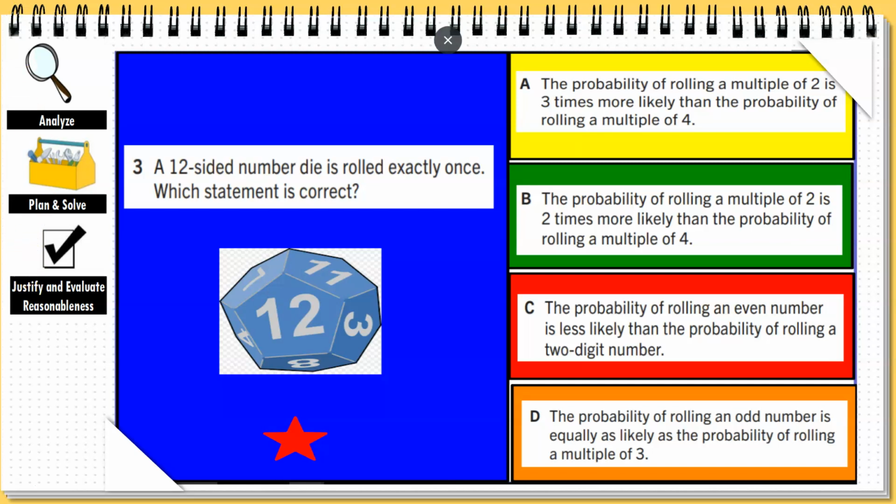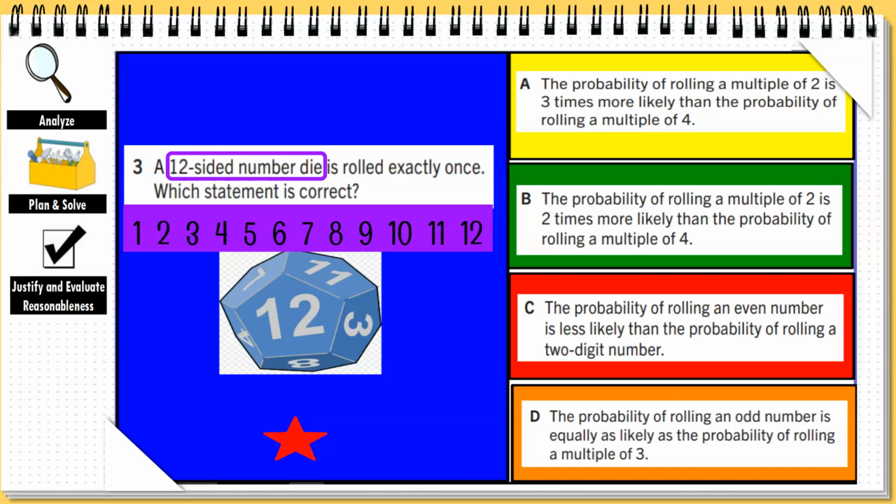So the very first thing we're going to do is we are going to analyze the problem. So in the blue right here is my problem. A 12-sided number die is rolled exactly once. Which statement is correct? So the first thing I notice is it talks about a 12-sided number die. Now, I do have a picture of one, but I probably want a little bit more information. So when I circled or underlined this, I also want to tell myself, okay, let me see 1 through 12. These are called annotations.